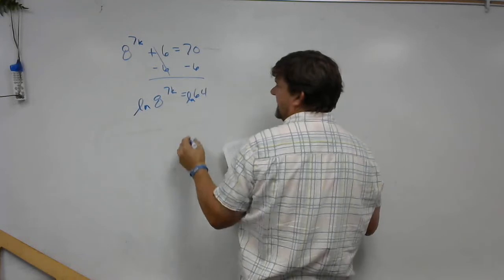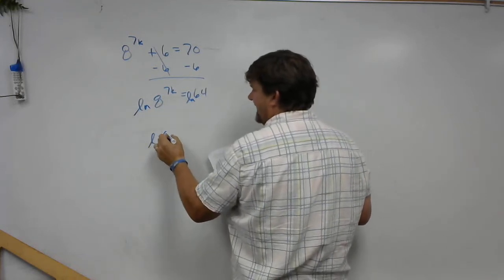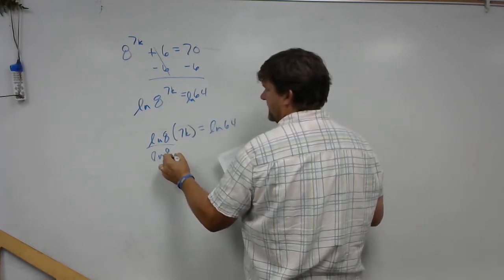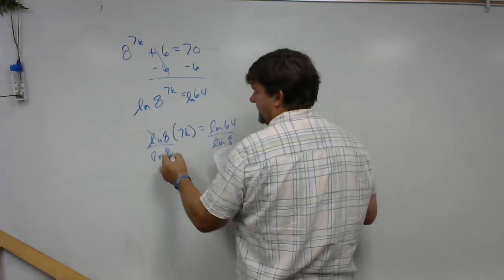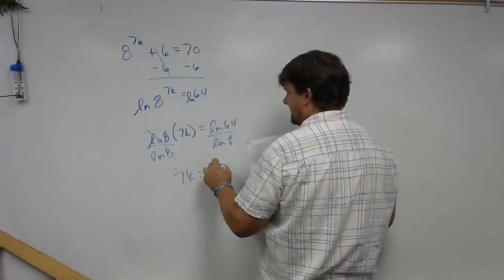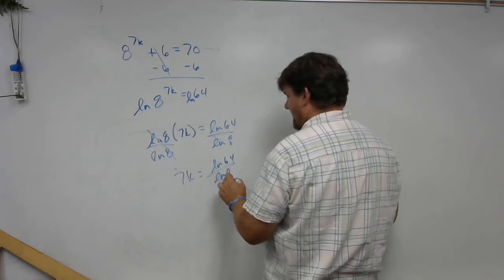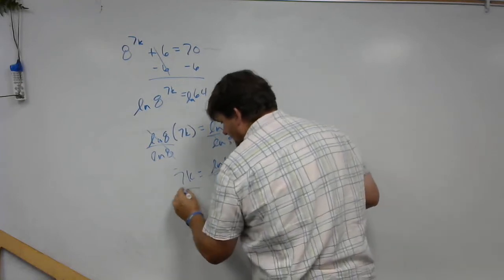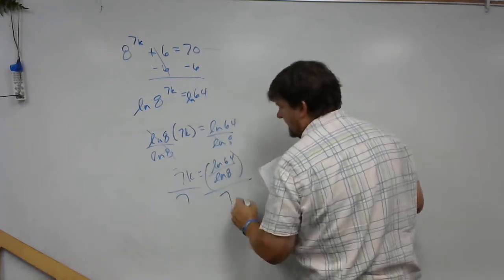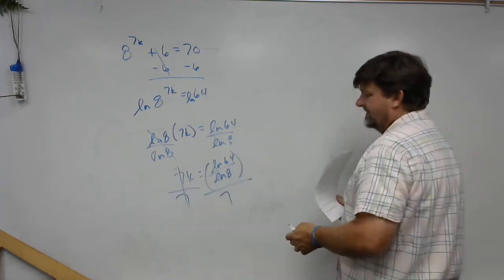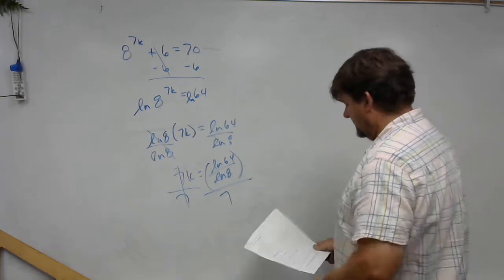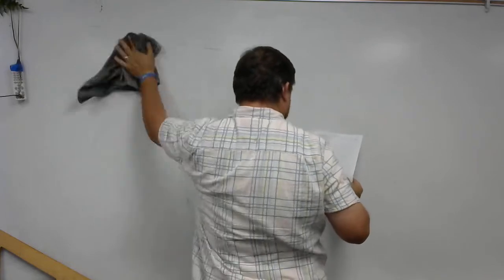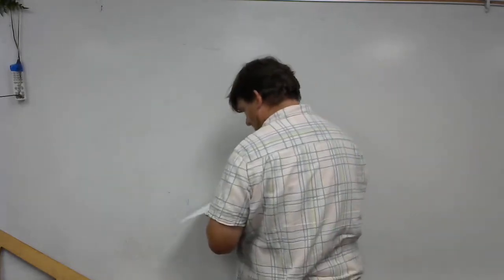So then this becomes the natural log of 8 to the 7k, the natural log of 64. Divide both sides by the natural log of 8. Those cancel. 7k equals the natural log of 64 divided by the natural log of 8. And then I will divide both sides by 7. And k is equal to that. You put that in the calculator and you should be pretty golden. All right, guys, moving quickly. That was number 7. So number 8.